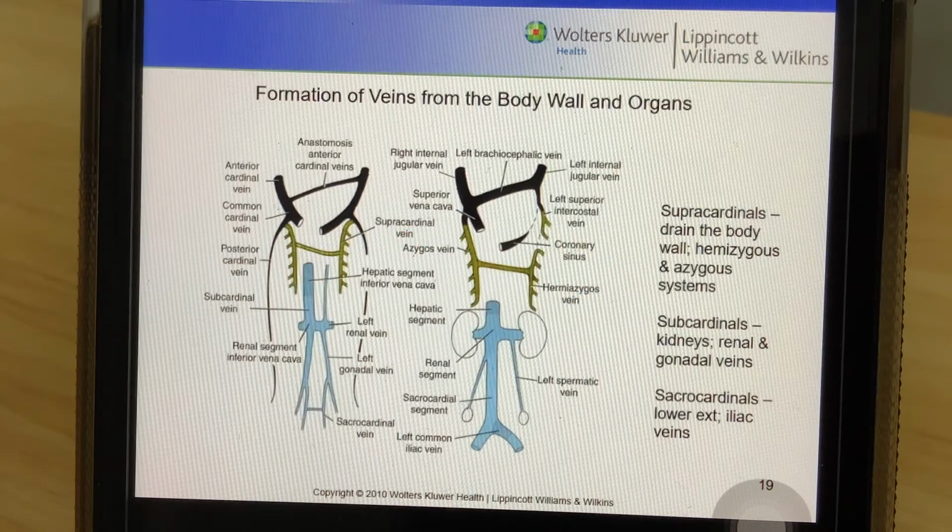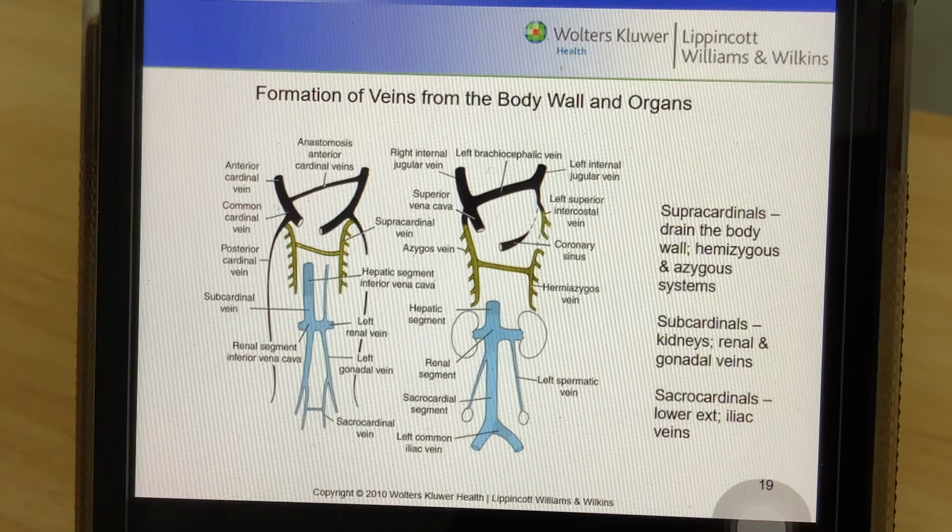Okay, let's go to the formation of veins from the body wall and organs. The connection, this one, the black vessels, forms between the two anterior cardinal veins called the left brachiocephalic vein, and the anterior cardinal veins form the jugular system. And the right common cardinal vein forms the superior vena cava, this one on the right side.